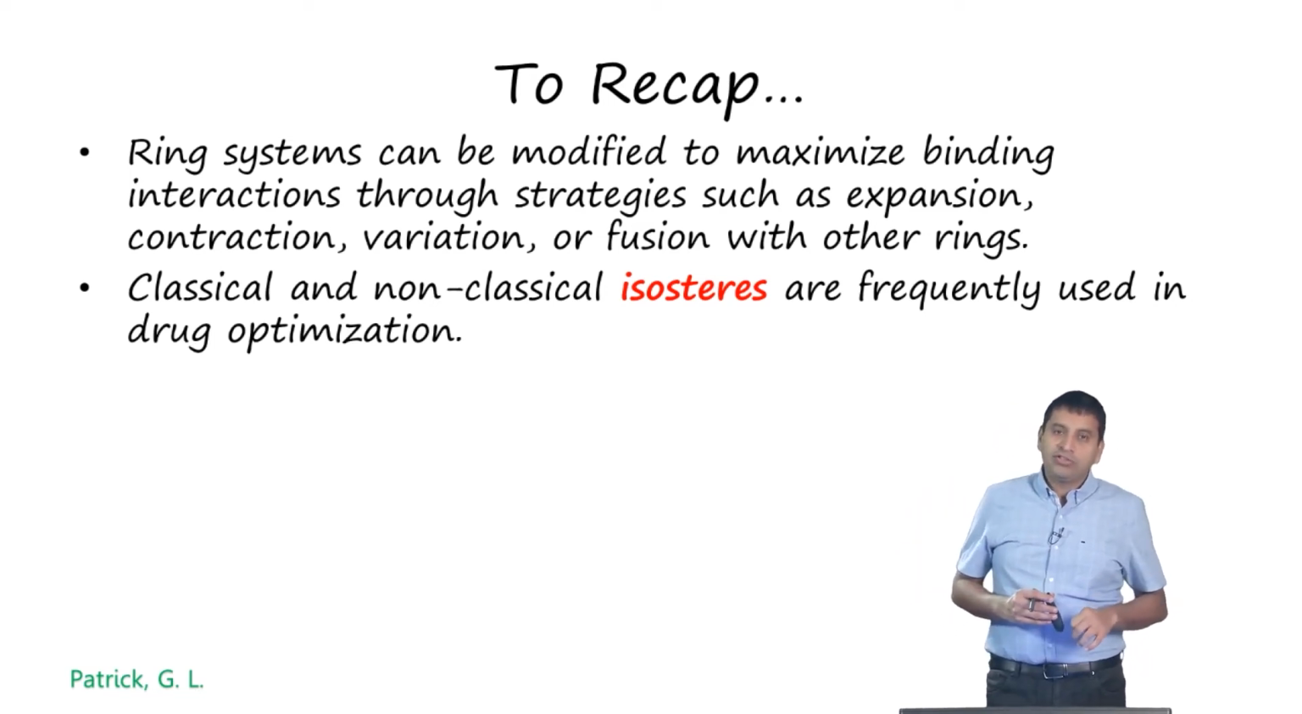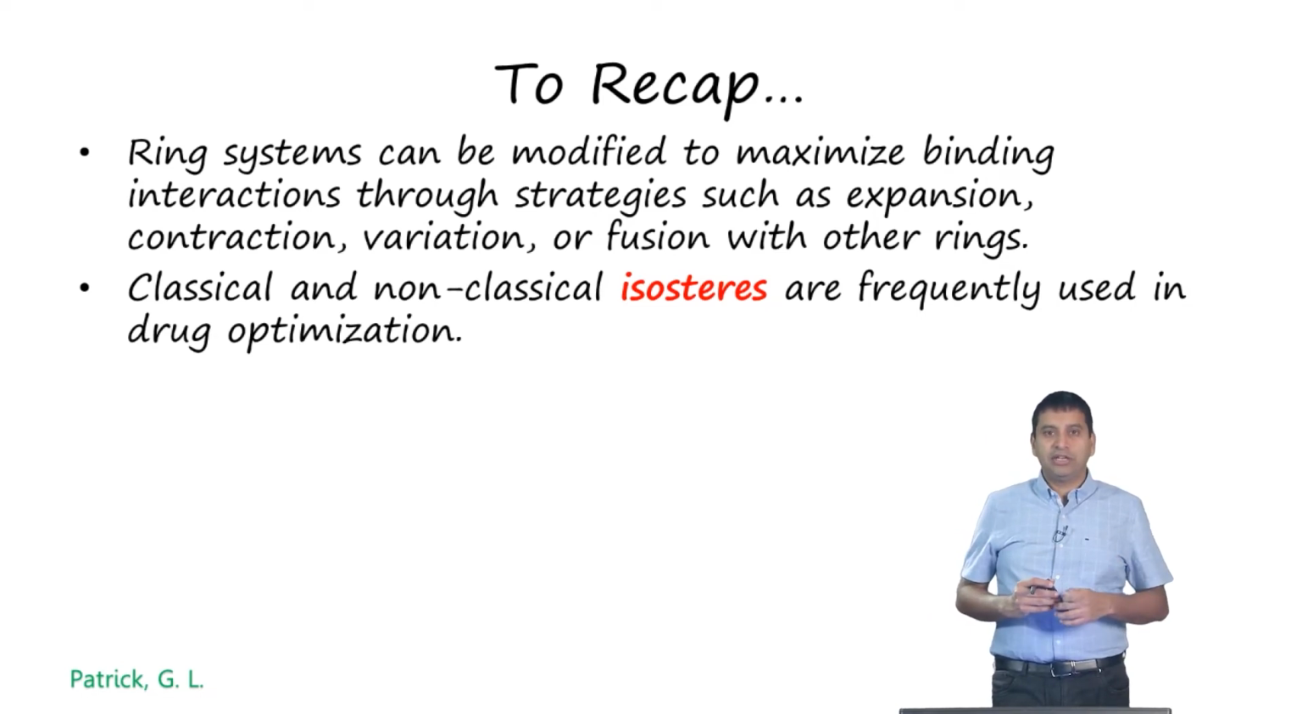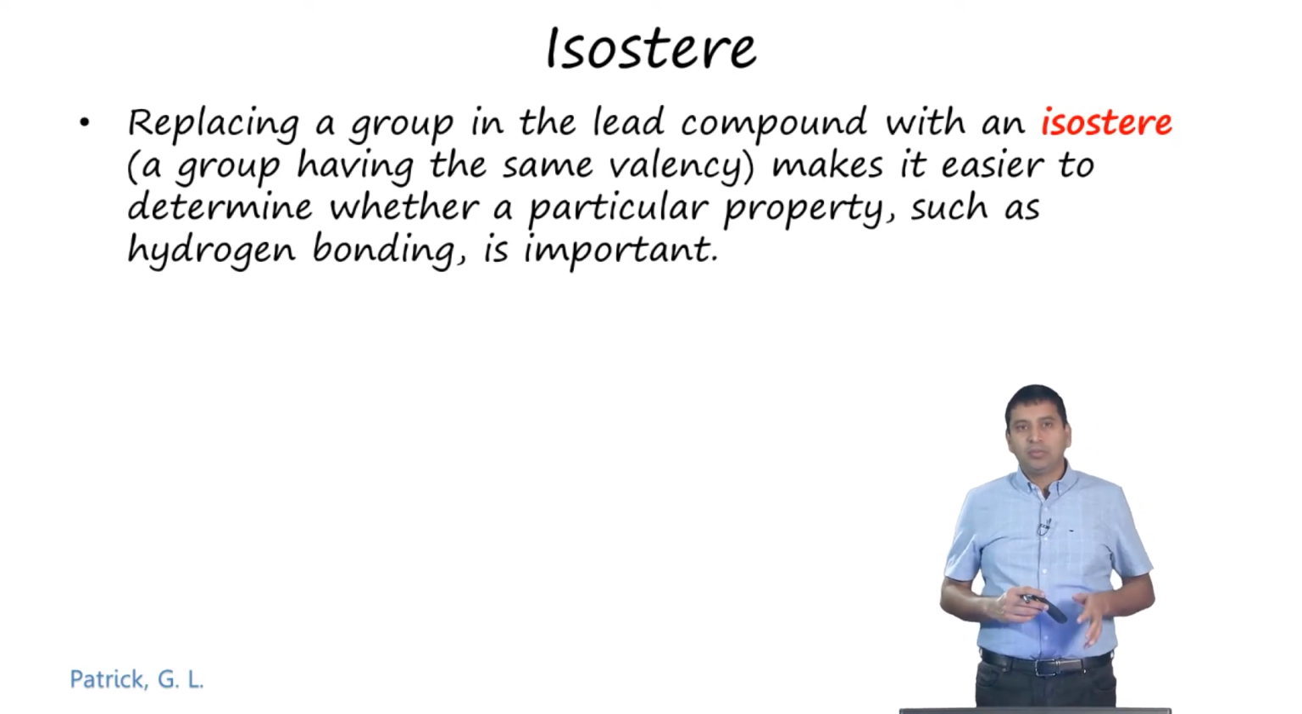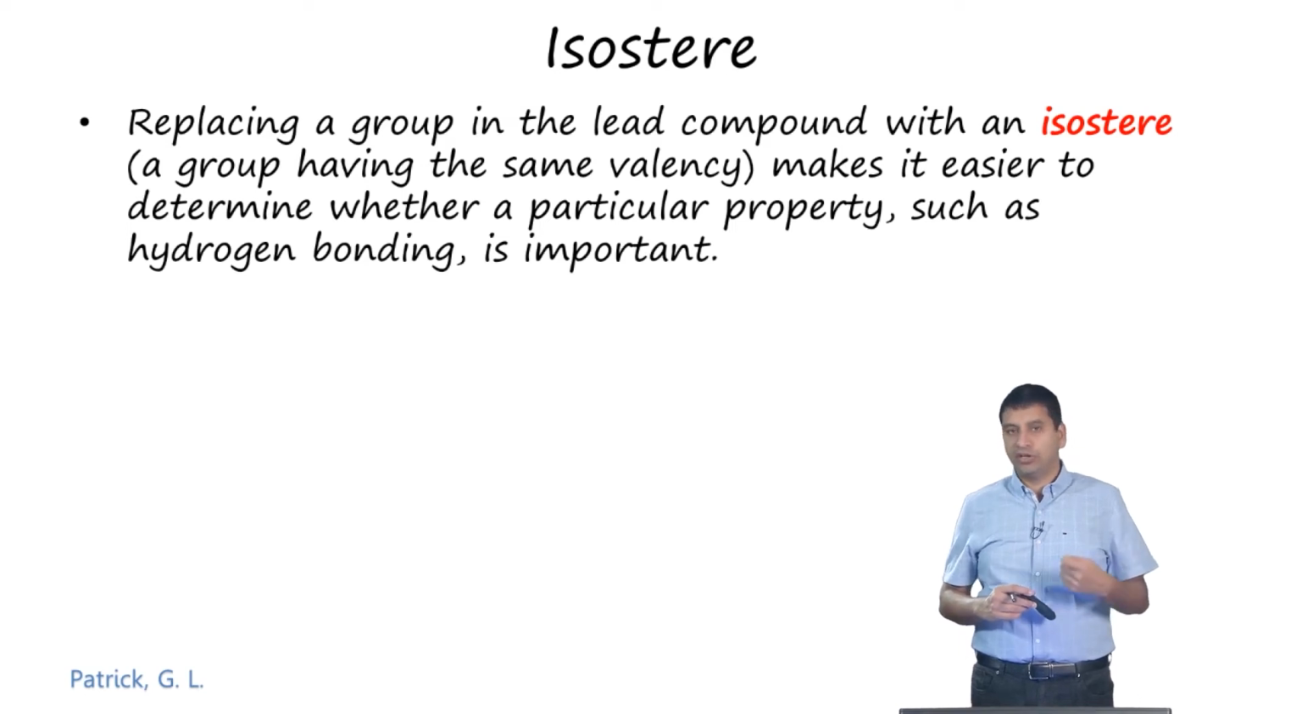We encountered these concepts of classical and non-classical isosteres, and these are very frequently used in drug optimization. Now, replacing a group in the lead compound with an isostere makes it easier to determine whether a particular property such as hydrogen bonding is important. We looked at several examples of this.